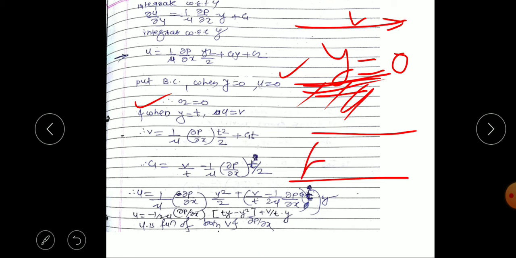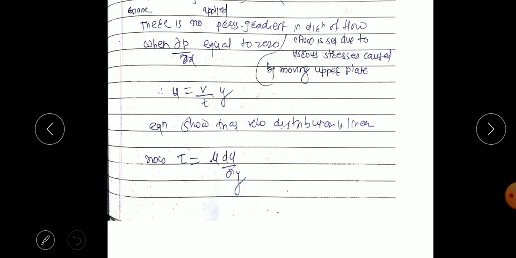Pressure gradient is there means flow will take place by some means. Pumps or blowers are used to flow the fluid and at the same time the plate is moving with a velocity. So here u is a function of both the velocity of the plate and the applied pressure gradient. But if you assume there is no applied pressure gradient, it means whatever flow is taking place is because of the moving upper plate.